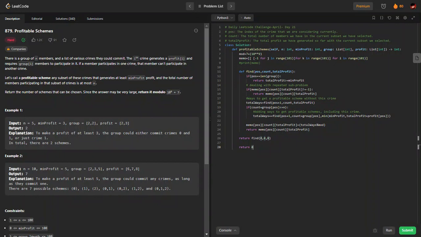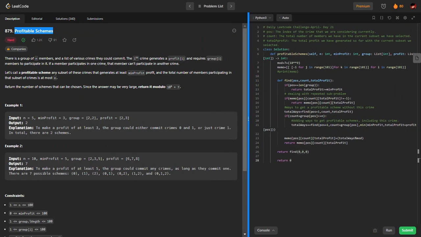Today we are at day 21 of the April LeetCode Challenge and we have a hard level question in front of us. It's question 879, Profitable Schemes. Let me quickly explain the question and then we'll go for the solution.